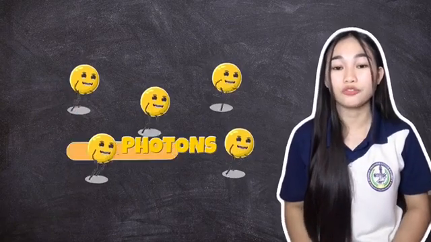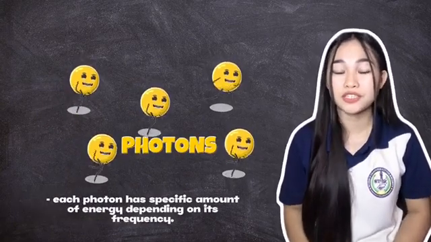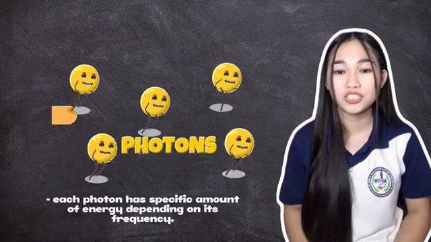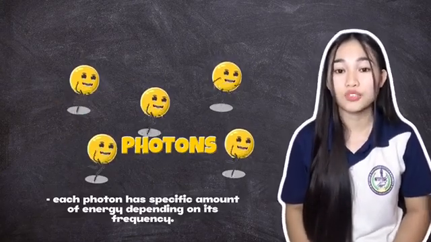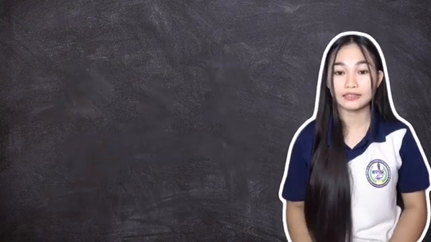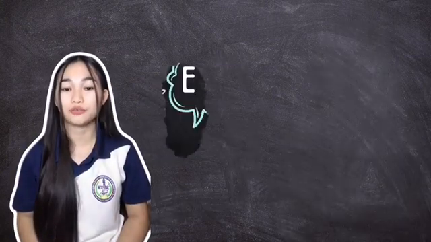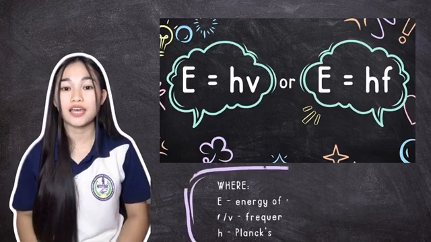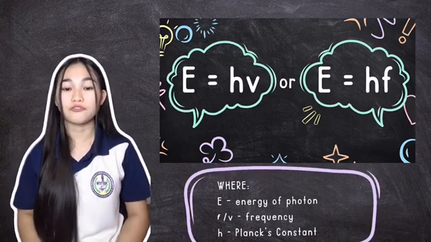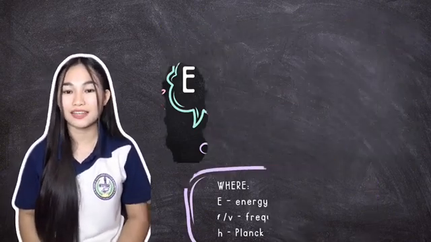These marbles are called photons. Each photon carries a specific amount of energy. The amount of energy a photon has depends on its frequency. Higher frequency light has photons with more energy than lower frequency light. This relationship is described by the equation E equals hv or E equals hf, where E is the energy of the photon, v or f is the frequency, and h is Planck's constant.